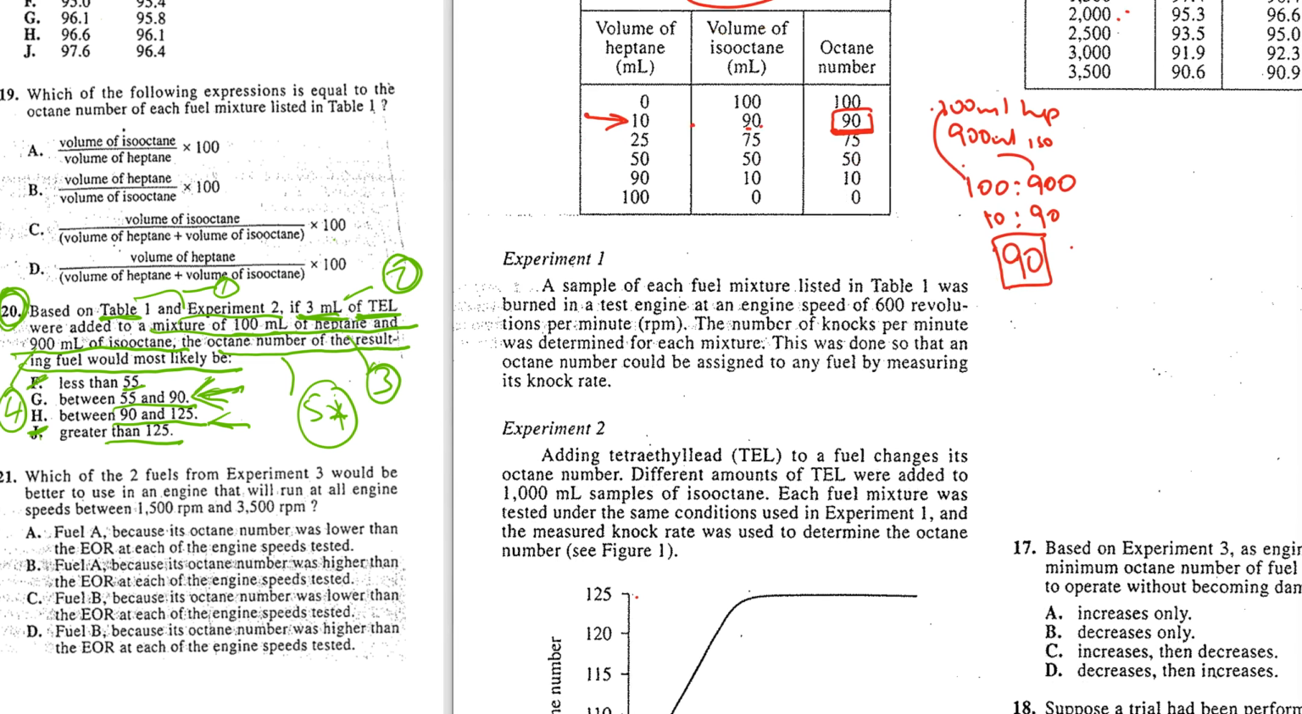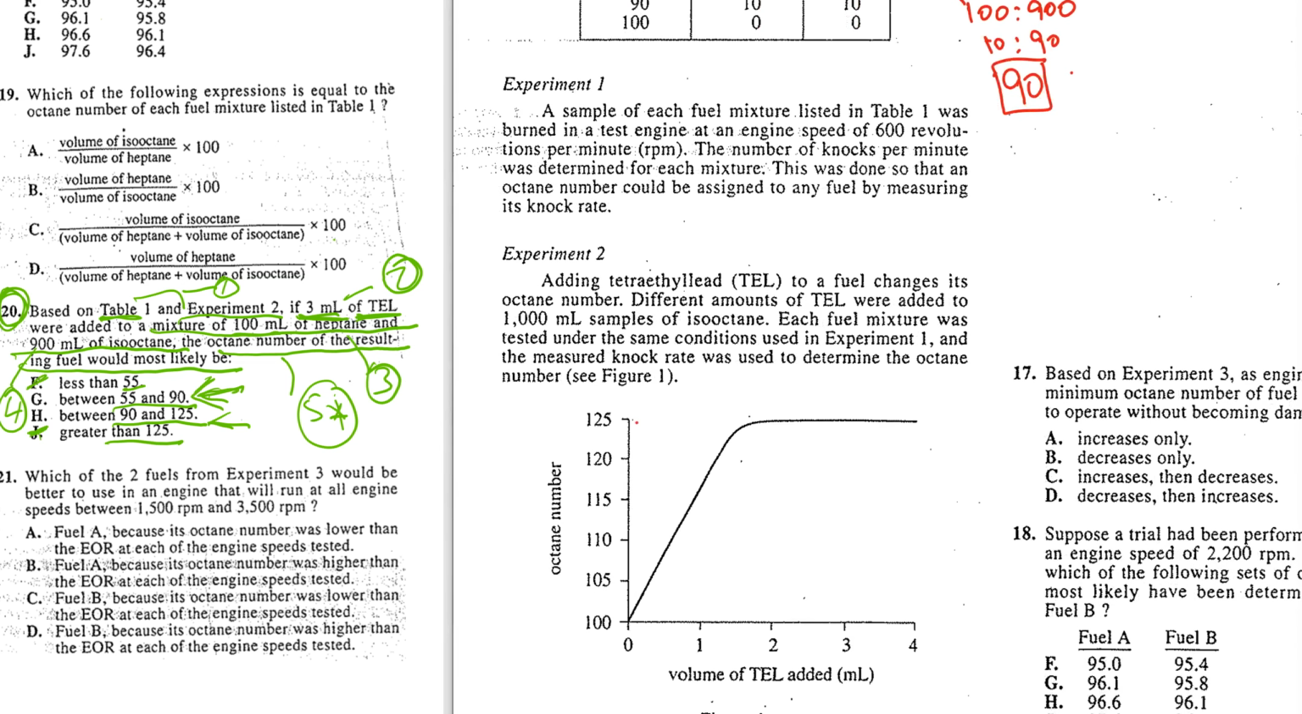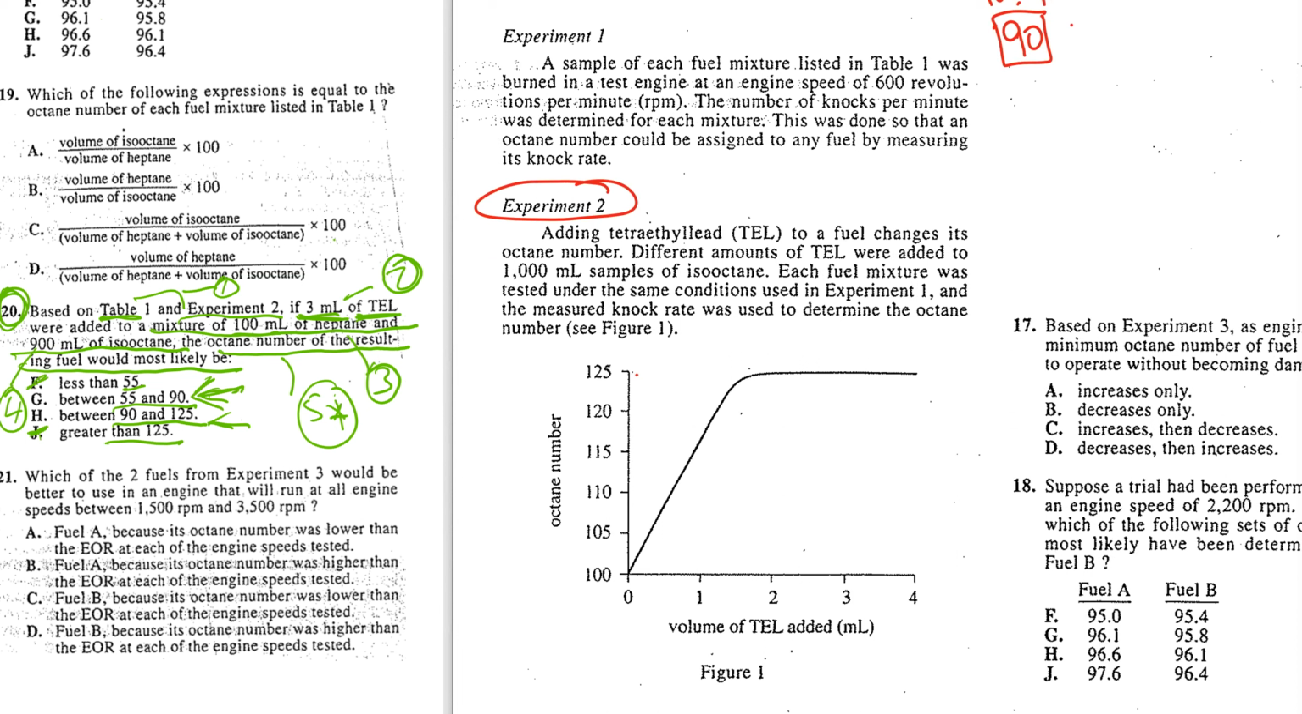So now we have the second part of it. It asks us to go to experiment 2. And then it says if 3 milliliters of TEL were added to this mixture, what would happen? So in experiment 2 it says adding this TEL to a fuel changes its octane number. Different amounts of TEL were added to 1000 milliliter samples of isooctane. So that's what happened here.